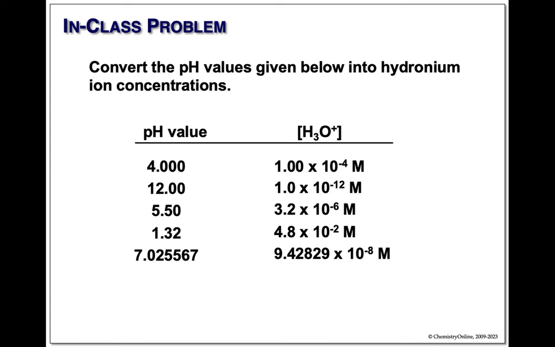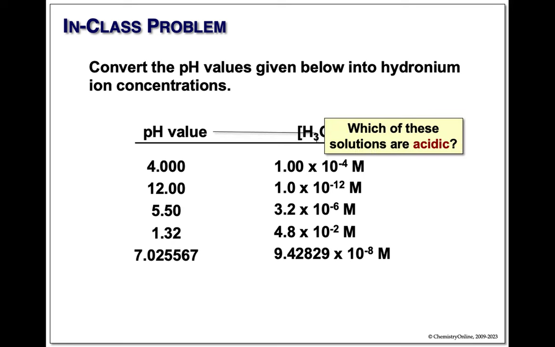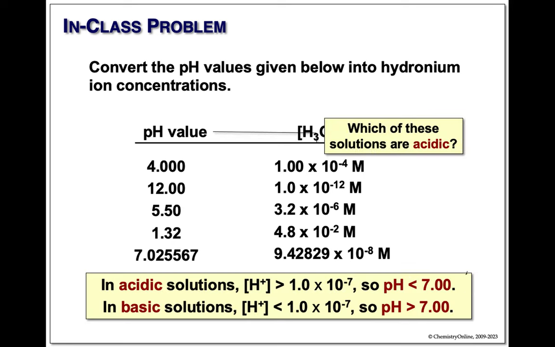Let's just look at these and do a simple question, though. Here we have a bunch of pH values. Quickly, off the top of your head, which of these are acidic? Remember, anything less than 7 is acid, anything over 7 is basic. 4 is less than 7, 12 isn't. 5.5 is less. 1.32 is less. This is over, just a bit, but it's still over. These three are acidic. These two are basic.